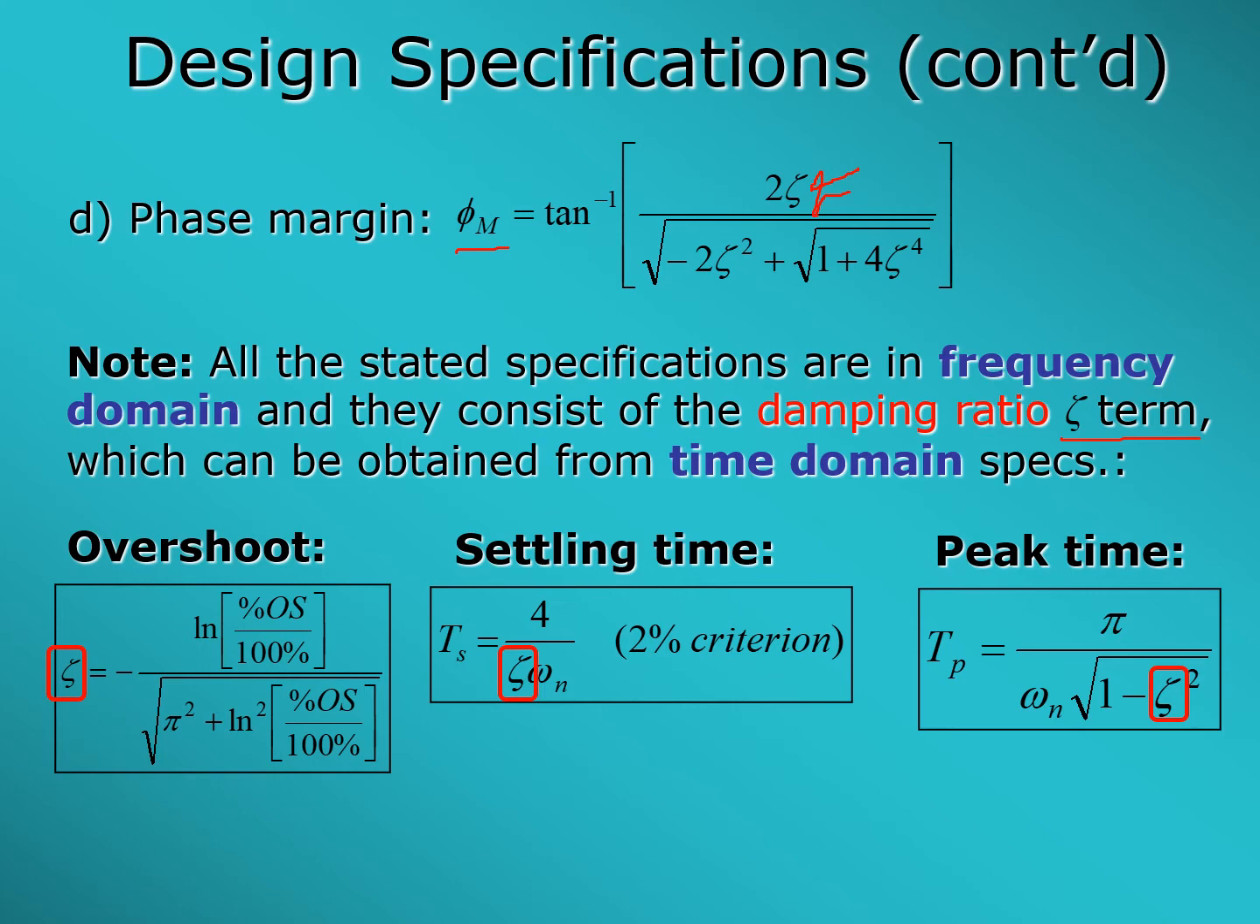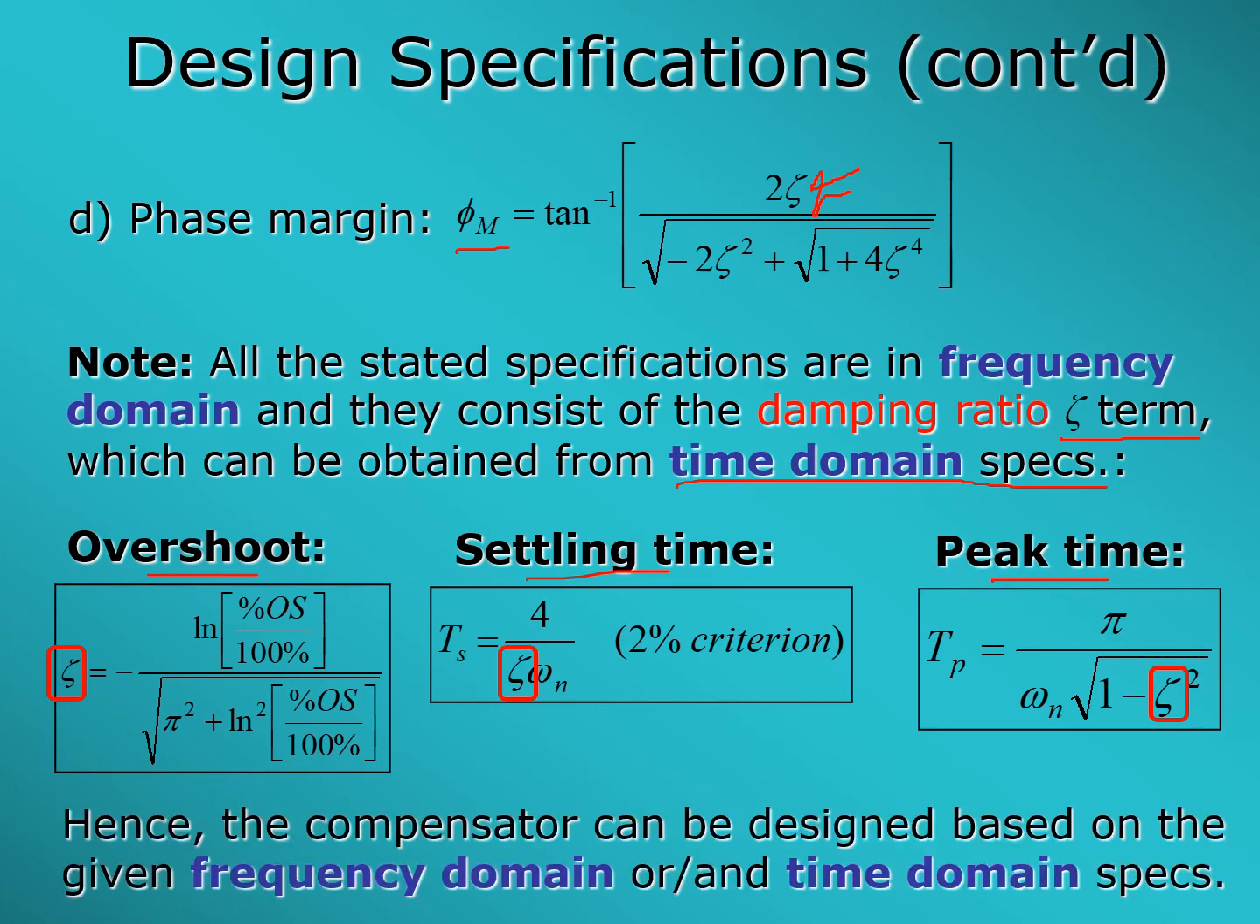As you know, this damping ratio can be obtained from the time domain specifications that you have learned in chapter number 4. You can calculate the damping ratio from the overshoot. You can calculate the settling time using the damping ratio information, and also the peak time, also using the damping ratio information. So the compensator can be designed based on the given frequency domain and time domain specifications.